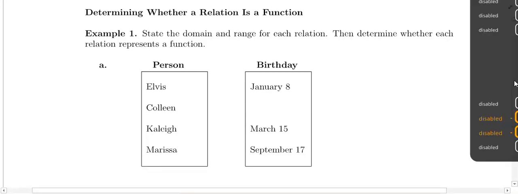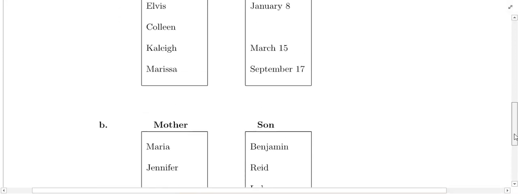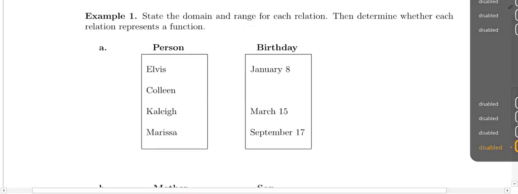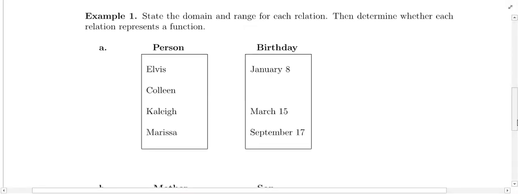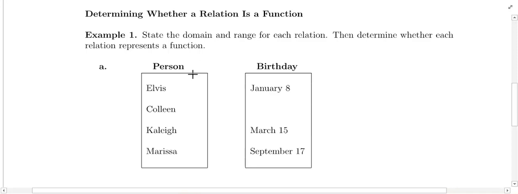You can see that for each relationship here, there are two boxes with information in between. So if we concentrate on example 1A here, the box on the left contains names of people, and the box on the right consists of some birthdays. So in order to define the relationship, I need to draw some arrows in for you. Let me just go ahead and draw the arrows, and then I'll talk about how you interpret this.